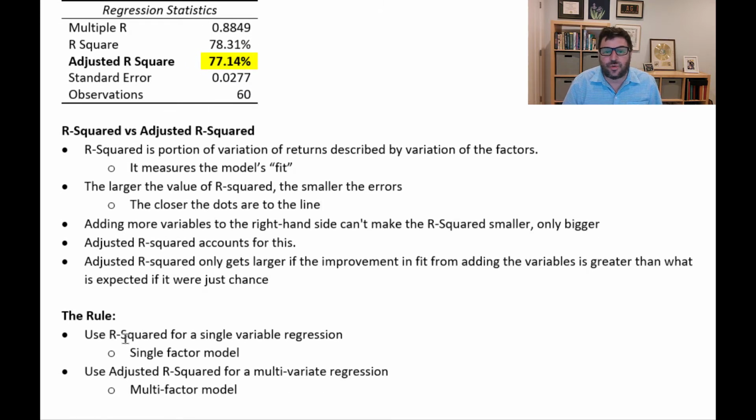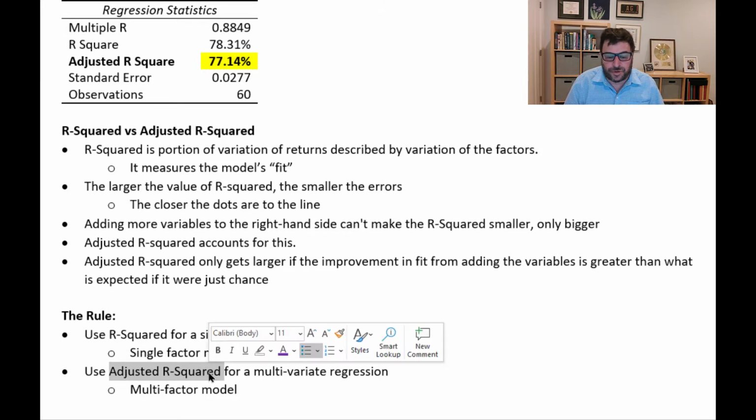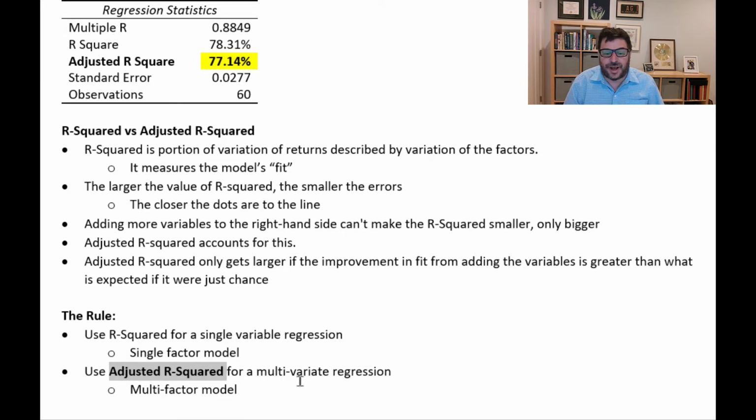So here's the rule. I use R squared for a single variable regression, for a single factor model, and I use the adjusted R squared for a multi-variable or multi-factor model. And so in this case, I would conclude that because I have multiple factors, 77.14% of the variation in the portfolio's return is described by variation of these three factors.